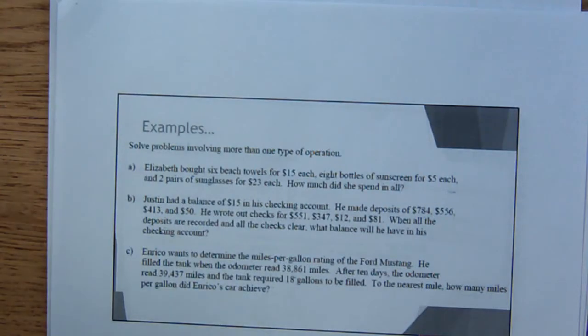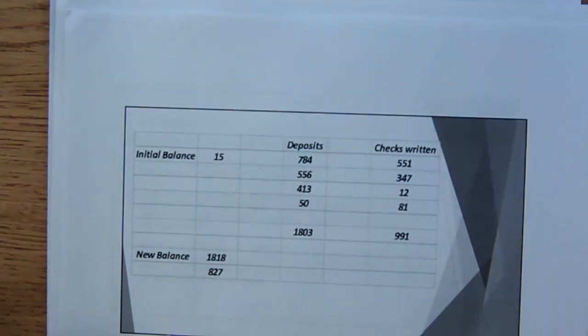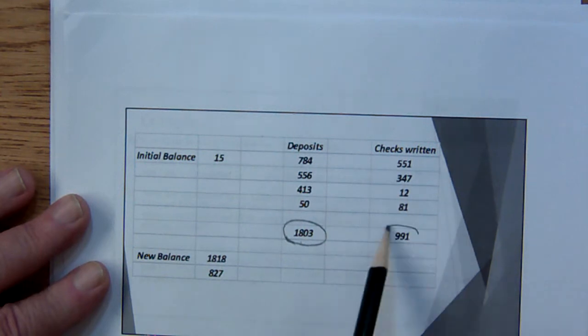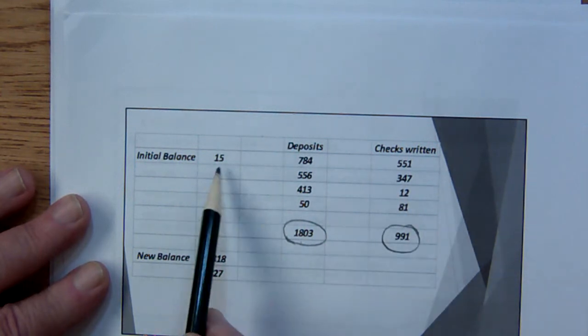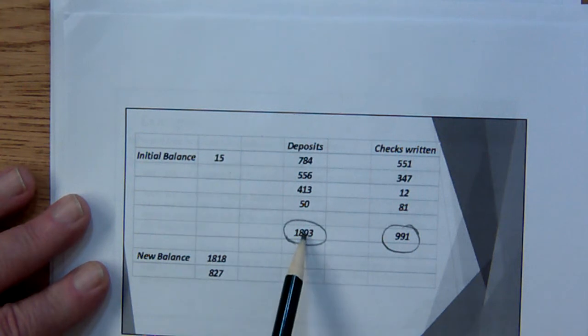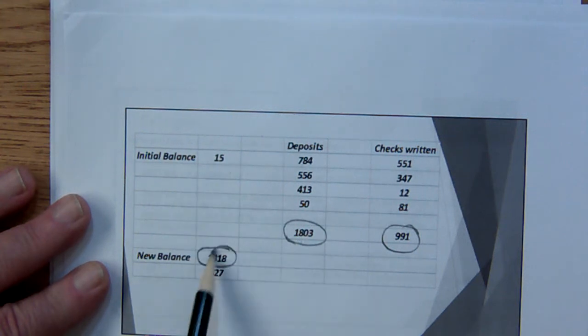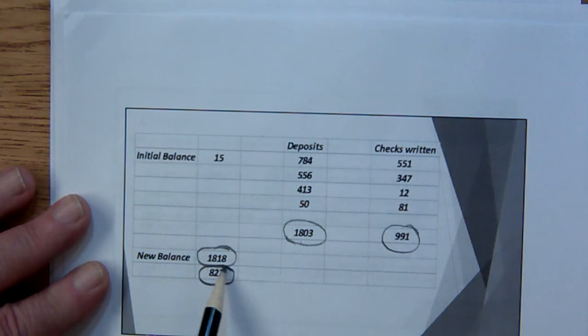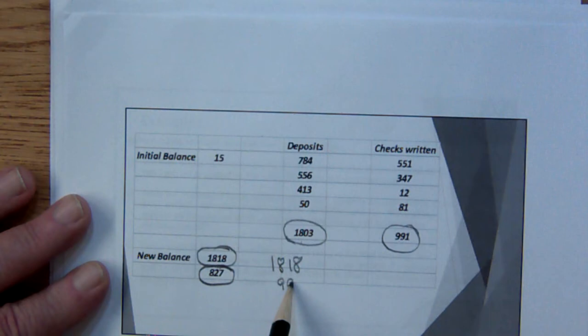Justin had an initial balance of 15. We add up the deposits and we get this. We add up the checks written and we get this. We add the initial balance to his deposits to get his inputs, and we subtract off the 991 to get his new balance. So this new balance is 1818. This is 991, and that should be 827.